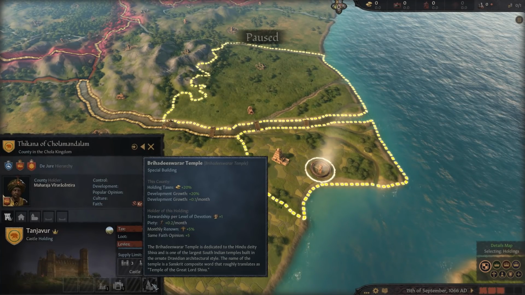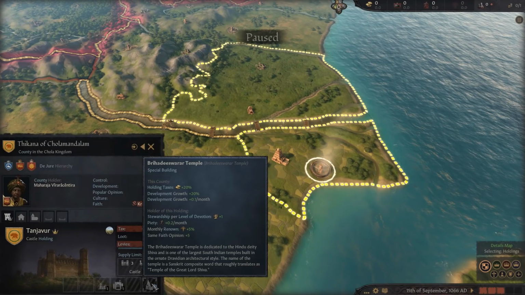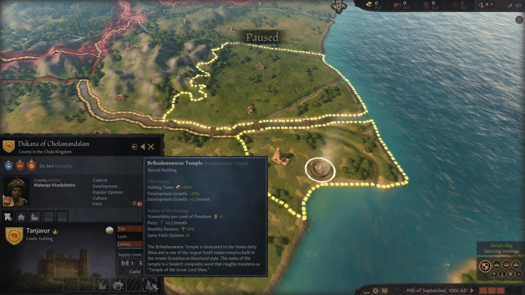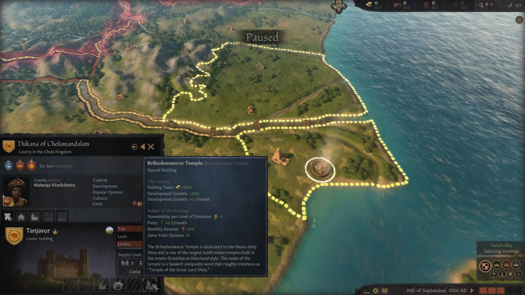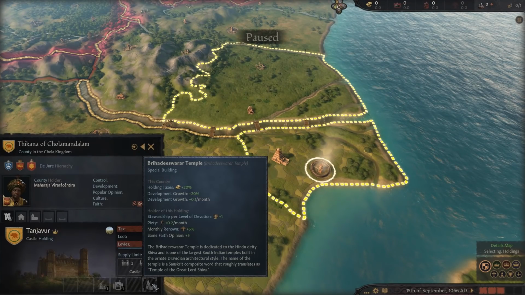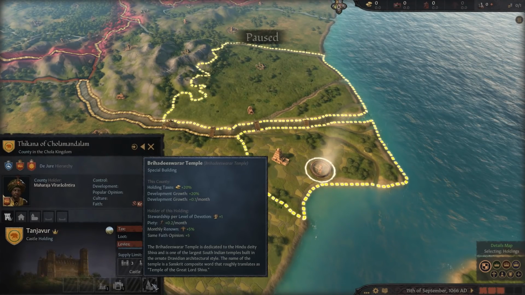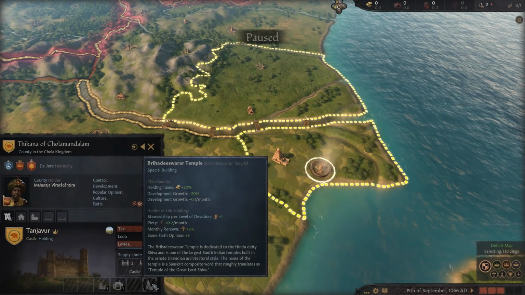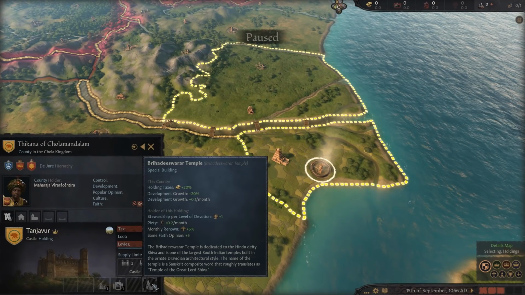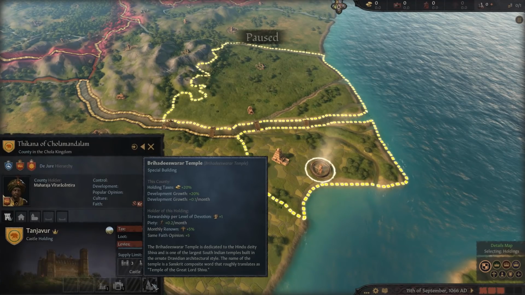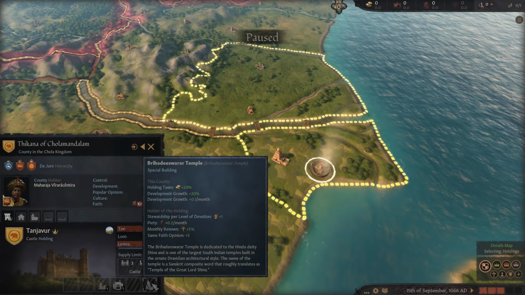The Brihadisvara Temple is dedicated to the Hindu deity Shiva and is one of the largest South Indian temples built in the ornate Dravidian architectural style. The name of the temple is a Sanskrit composite word that roughly translates as Temple of the Great Lord Shiva.